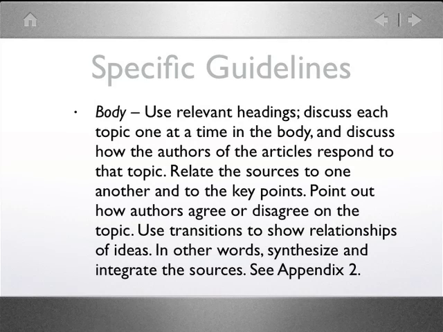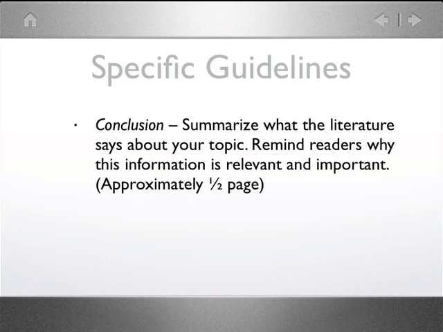In the body of the literature review, you're going to use relevant headings. You're going to discuss each topic one at a time in the body and discuss how the authors of the articles respond to that topic. Relate the sources to one another and to the key points. Point out how authors agree or disagree on the topic. Use transitions to show relationships of ideas. In other words, you want to synthesize and integrate the sources. Use Appendix 2 in the Anderson textbook. It will be very helpful to you at this point.